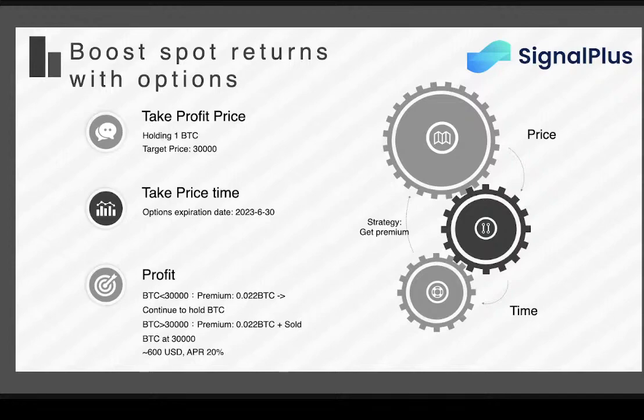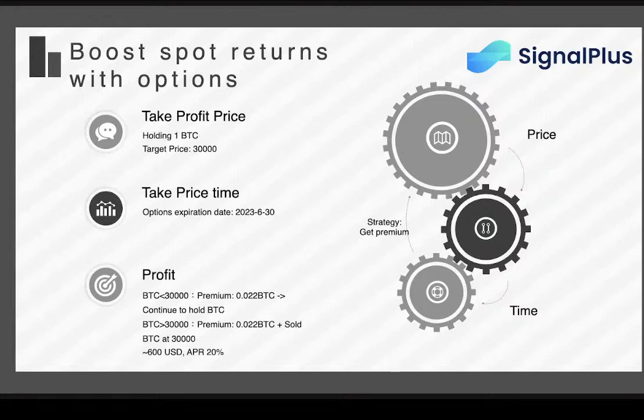So basically, to form such a simple option strategy, there are two things that we need to consider. The first thing is, what price are we trying to sell our spot holding at? Secondly, we need to figure out the time, the duration. When are we willing to sell it? So with this strategy, we're able to boost spot returns with options. So okay, let's go through the parameters, or the things we need to consider, one by one.